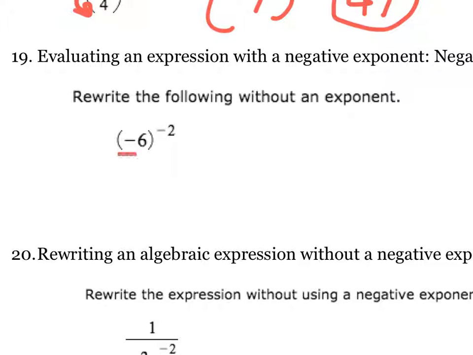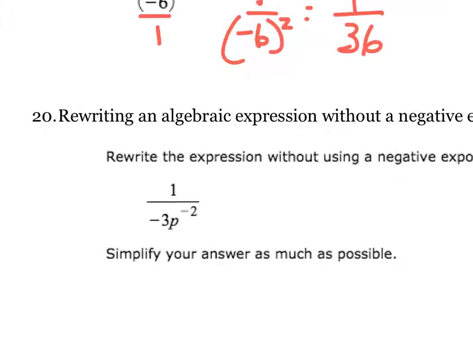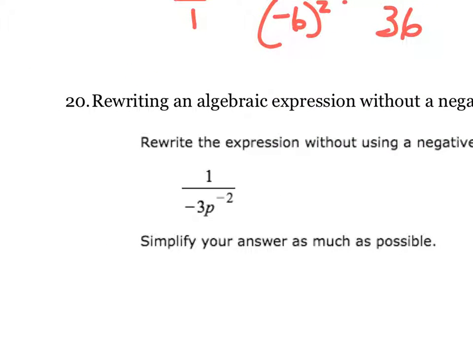Same thing here. I got -6/1. This is 19. -6/1. Flip it. Becomes 1 over -6 squared because of that negative exponent. This becomes actually the same answer as the one previous to this, 1 over 36. Whew, 20. Last one.